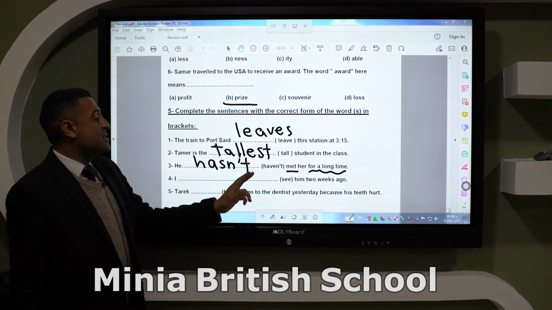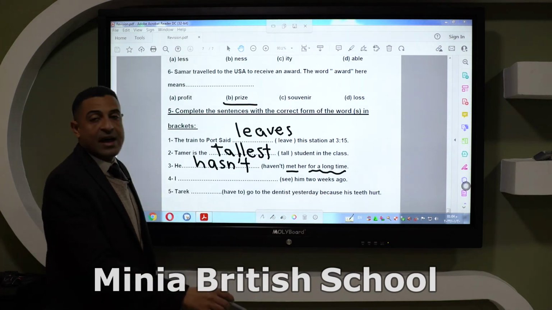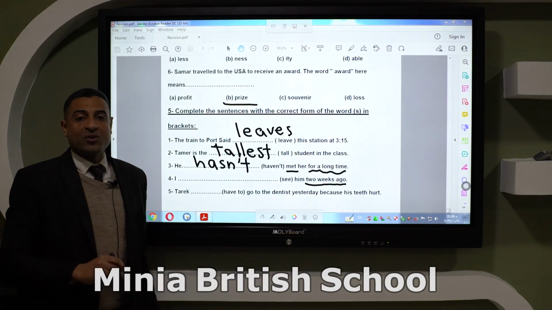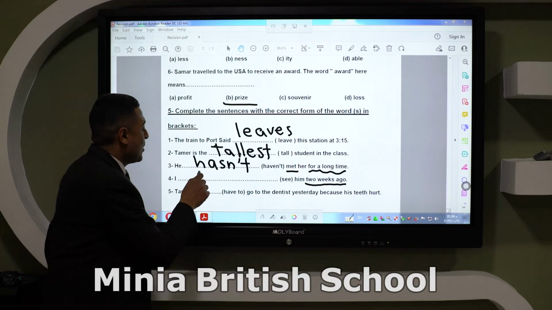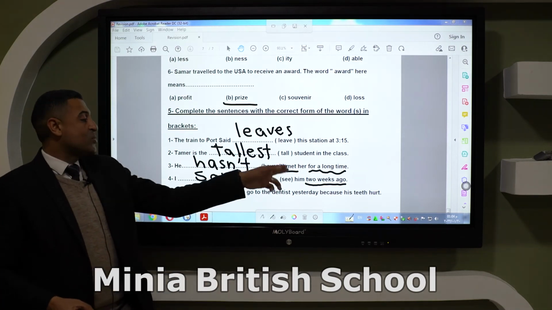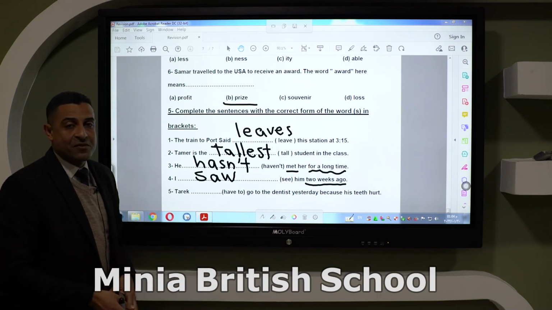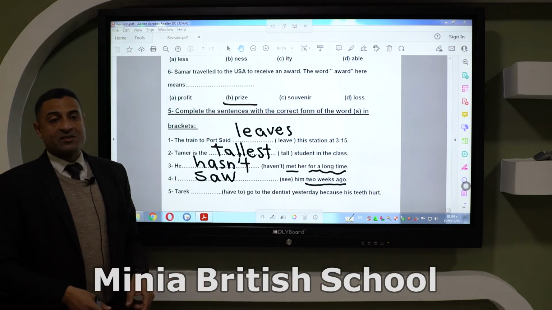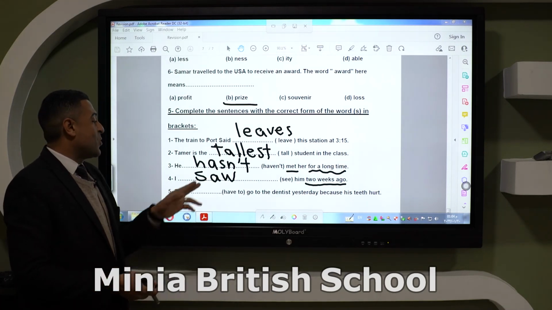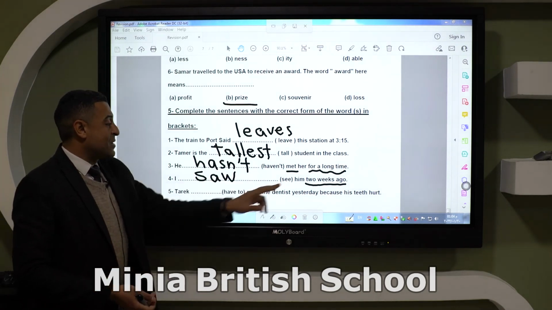I see him 2 weeks ago. So here 2 weeks ago, this is a key for the past simple tense. So I saw. So this is the answer. I will use the past form of the given verb because I have a key that tells me that this sentence is already in the past simple form.